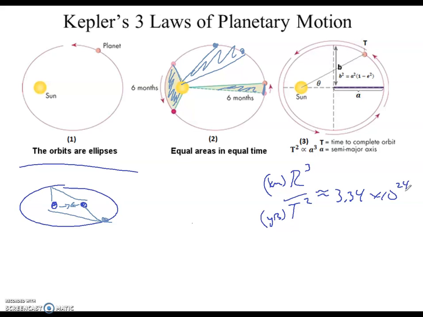So this is where the great calculation type stuff kicks in, where you could actually calculate the period for an orbit or the radius for an orbit, because they actually calculated a constant ratio, which is just absolutely amazing. So if you take the Earth's orbit and put that in here, which is about 150 million kilometers, and you cube that, and you divide it by 1 year squared, which of course is just 1, you will get about 3.34 times 10 to the 24.